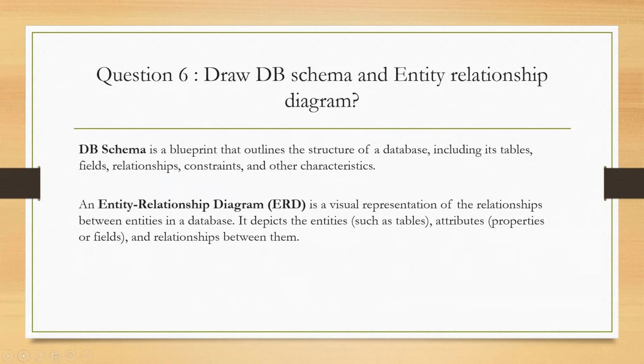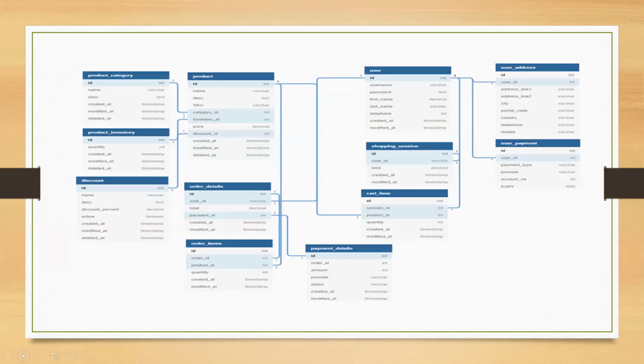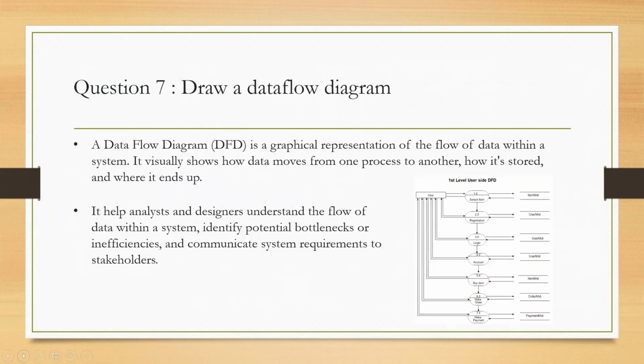For this particular design, you can make use of MS Visio for drawings. And next is to draw a data flow diagram. A data flow diagram is a graphical representation of the flow of data within a system. It visually shows how data moves from one process to another, how it is stored, and where it ends up. It is mainly helpful for analysts and designers to understand the flow of data within a system, identify potential bottlenecks or inefficiencies, and communicate system requirements to the stakeholders.